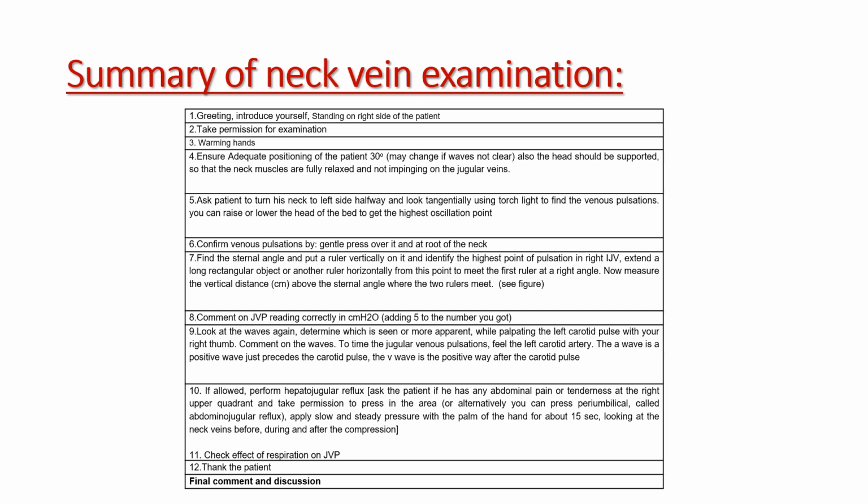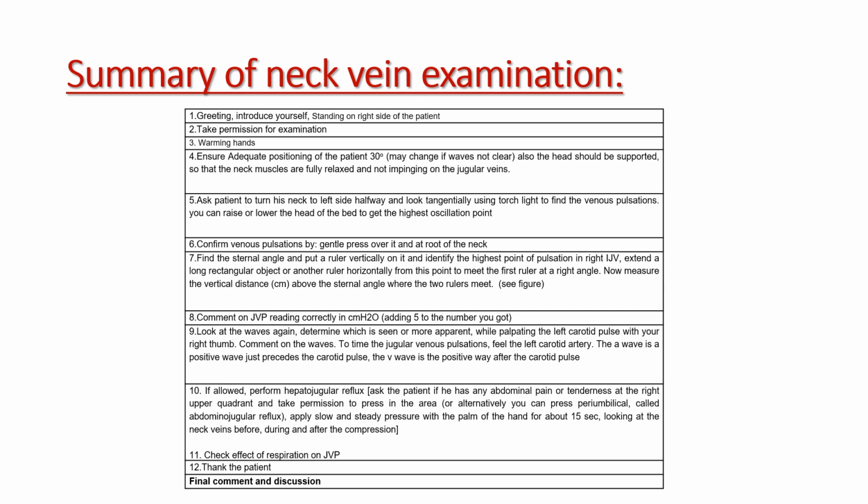Then you add 5 to this number in order to comment correctly on the JVP in centimeters of water from the right atrium. Then you look at the waves again and determine what you are seeing: a positive wave, a negative wave, one or two. Then you put your hand on the left carotid and try to find it and see if the wave is coming with the left carotid. This is an A wave. If the positive wave is away from the carotid, this is a V wave.